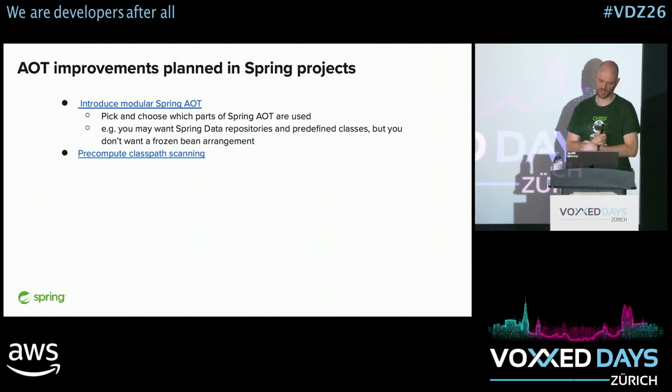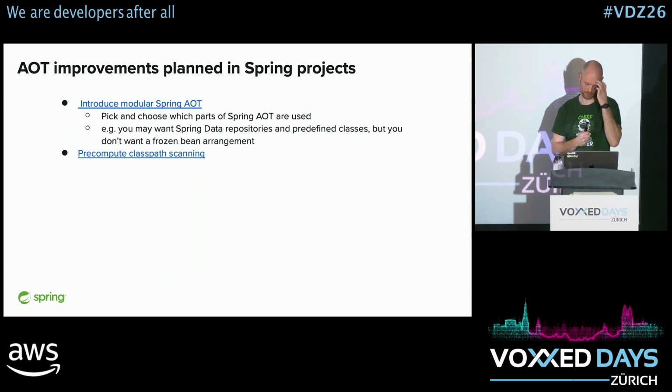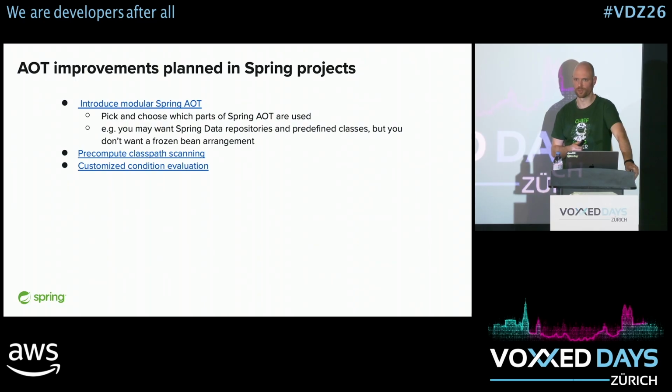We could pre-compute the class path scanning. When Spring Framework starts up, it usually tries to find all your bean methods and all your @Component and @Configuration classes. We could pre-compute that and store it somehow. We also want to fix the condition evaluation so that, for example, @Profile works when you're using Spring AOT. That would be great. And also other hook points for our Spring portfolio projects, or for your Spring Boot starters, to hook into this optimization, so that you can, for example, generate code and stuff like that.